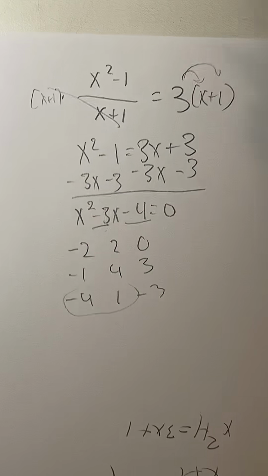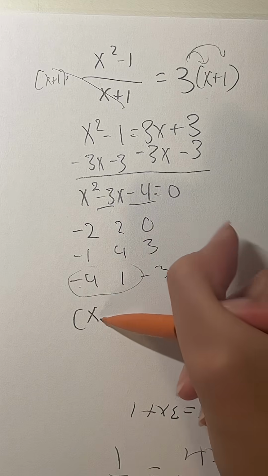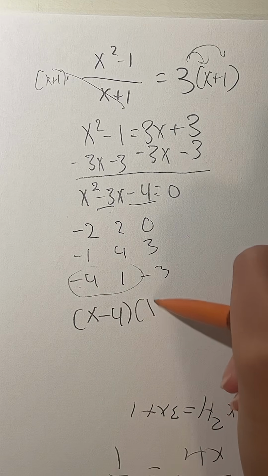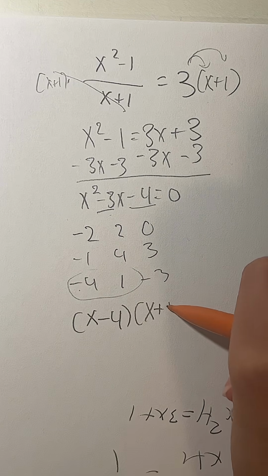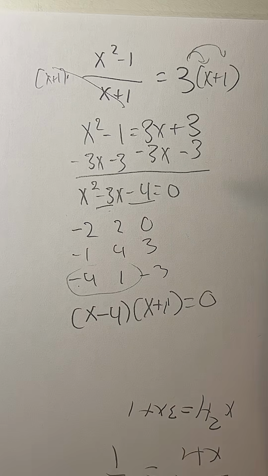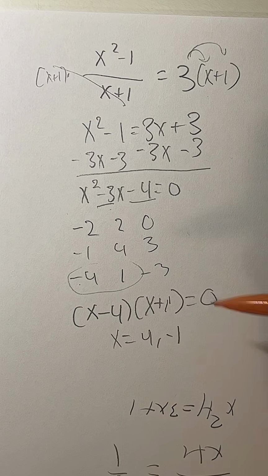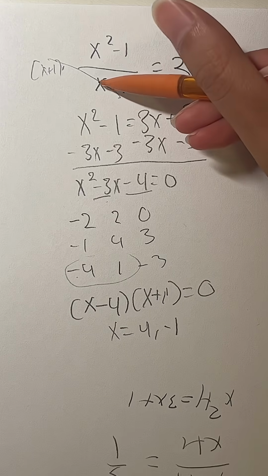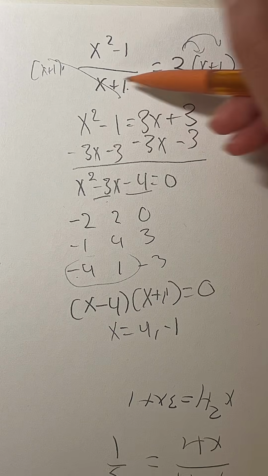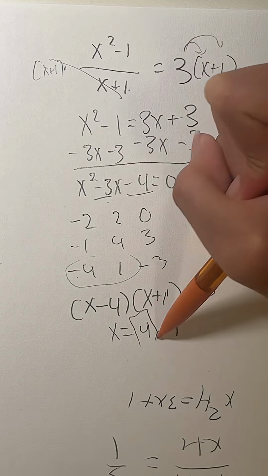So my factors are going to be x minus 4 and x plus 1. And I set that equal to 0, and so my solutions are going to be 4 and negative 1. However, negative 1 does not work because negative 1 plus 1 is 0, and 0 cannot be a denominator, so it's only going to be 4.